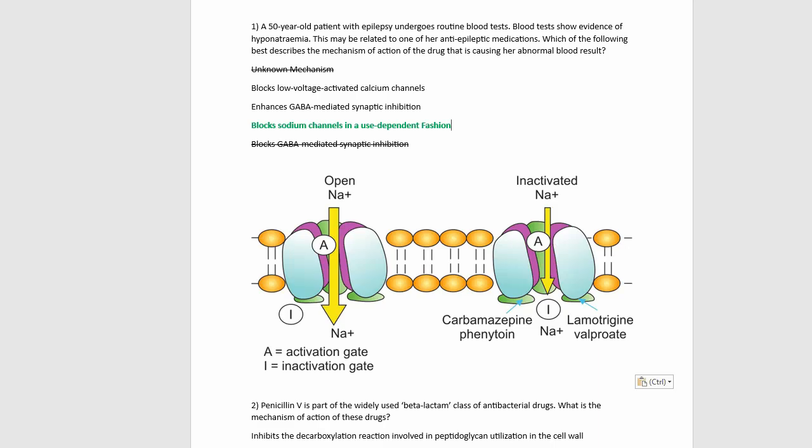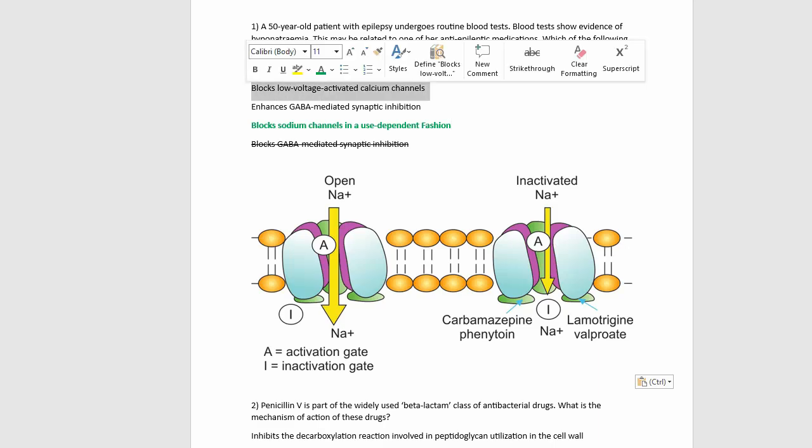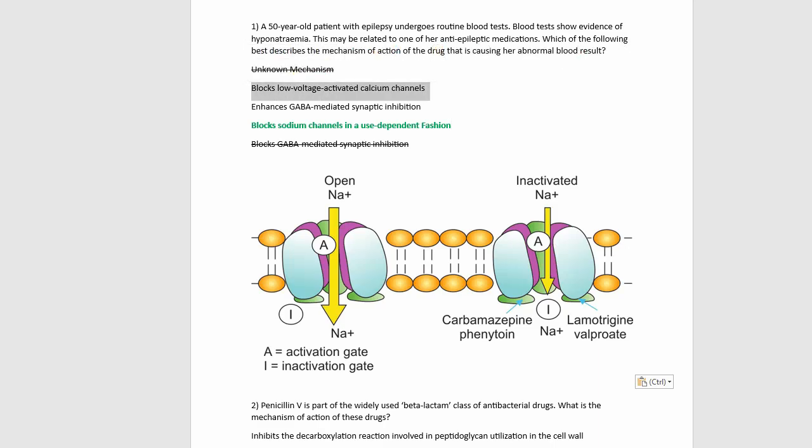So we'll just go over the other ones. You have ethosuximide, valproate, and gabapentin. These all do block calcium channels.